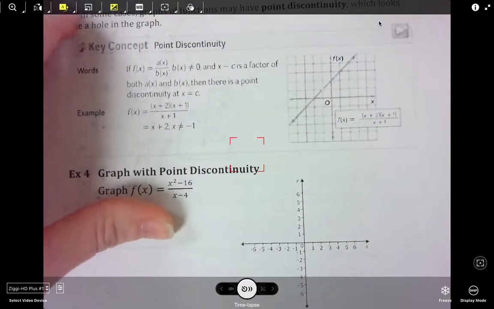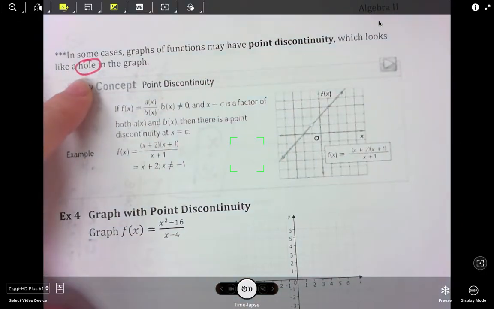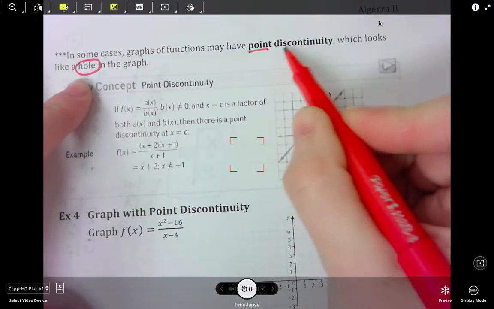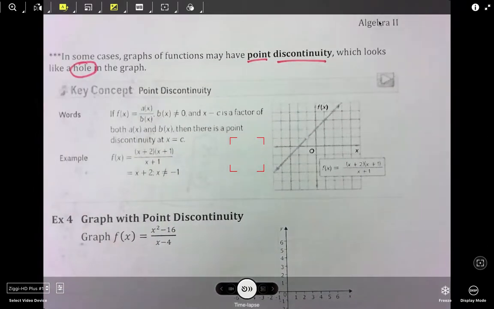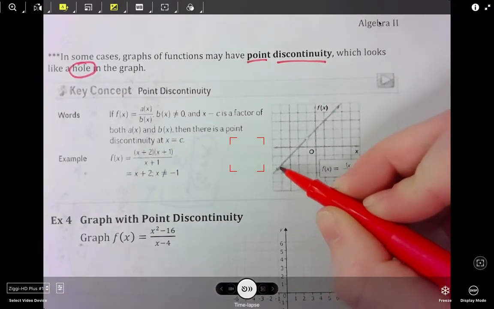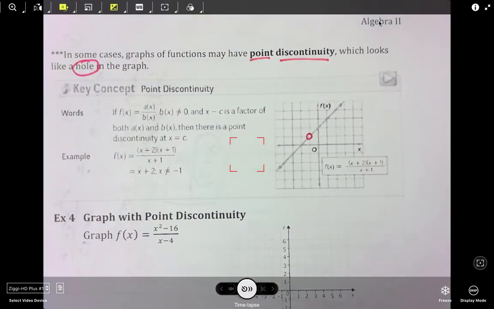There's one more funny thing that can happen to your graph, and it's when you have a hole in your graph. It's called point discontinuity. That is a really big long word. Point discontinuity. So you see for this linear function, I have a hole right here. It's kind of like where my graph just drops out.